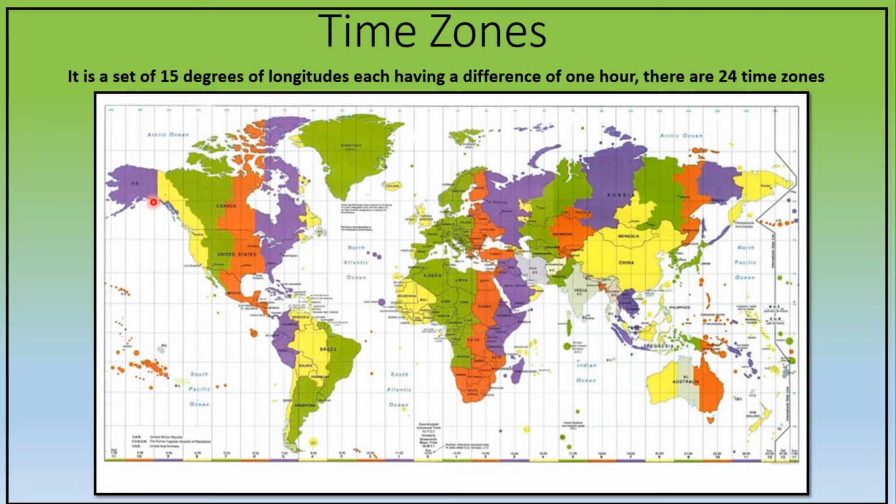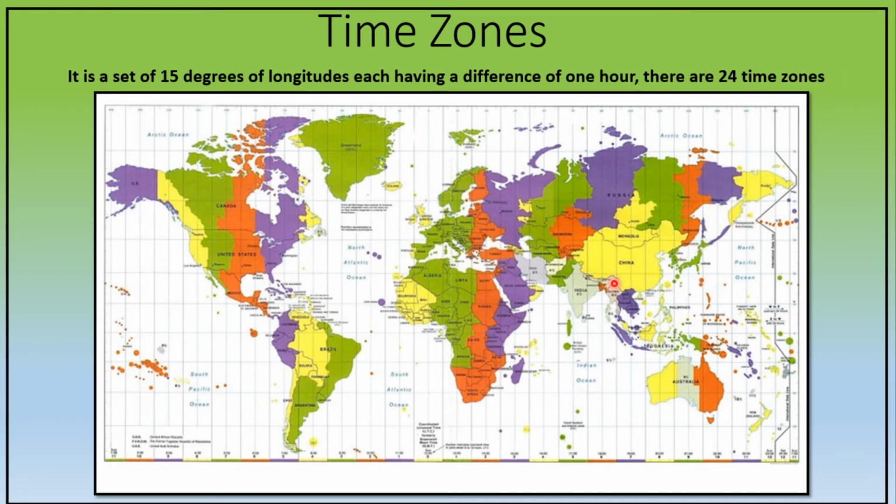Take the example of Canada. You can see there are 5 time zones in Canada. Similarly, there are about 4 time zones in the United States of America. Brazil has 3 time zones. Australia also has 3 time zones, and the largest country on the earth, Russia, has 11 time zones. And what are time zones? A time zone is a set of 15 degrees of longitude, each having a difference of 1 hour, and there are 24 time zones.